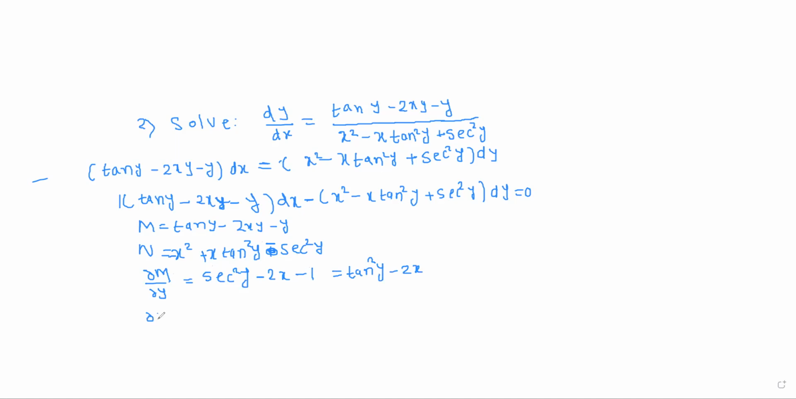Let's find dou N upon dou x now. So dou N upon dou x will be, with respect to x, minus 2x. Now with respect to x, y is constant. So x's derivative is 1 and tan square y as it is. And sec square y is constant with respect to x, so its derivative will be 0.